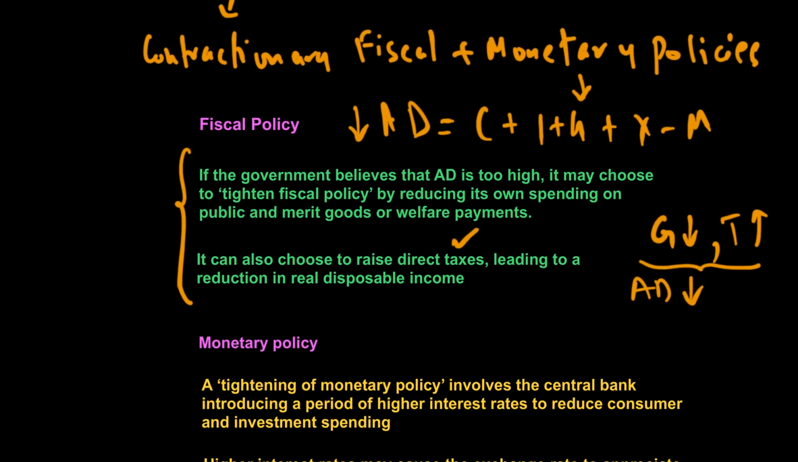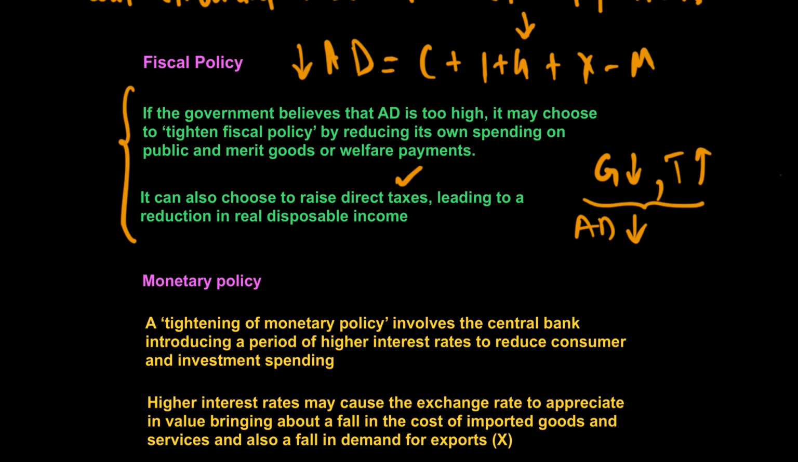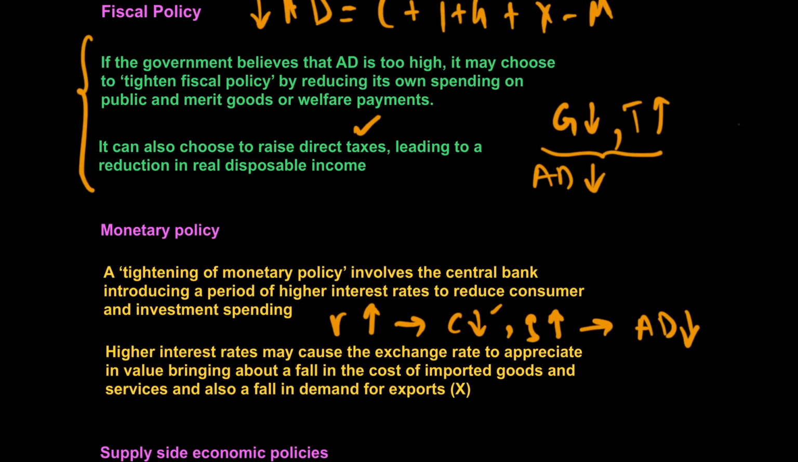A tightening of monetary policy includes the central bank introducing a period of higher interest rates. So the interest rate goes up, and when the interest rate goes up, we know consumption will fall because the cost of borrowing is going up and the incentive to save is going up. Saving will go up as well because people are now finding it more profitable to save. All of this results in AD falling. So not only are you cutting down consumption, but you're also cutting down investment as firms find it expensive to borrow, and these high interest rates therefore cause AD to fall.